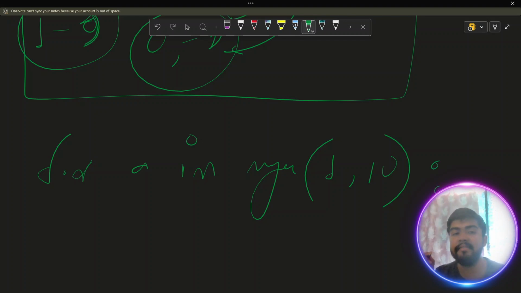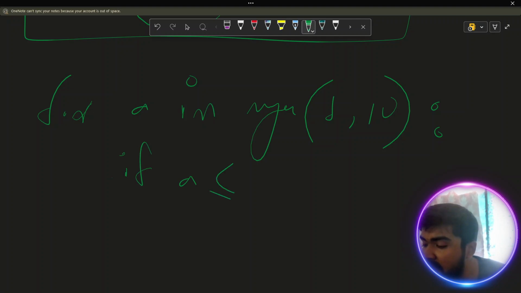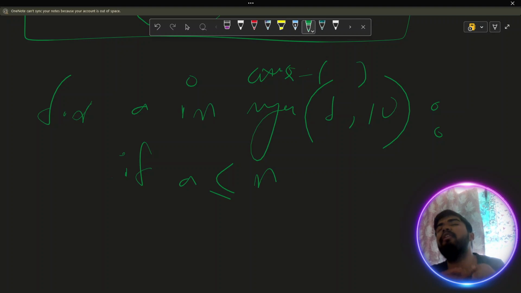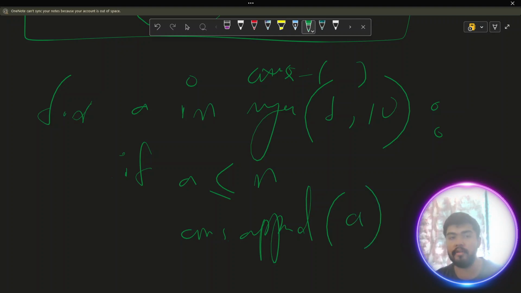And inside that, if my a, the current digit, is less than or equal to my n, so we definitely have an answer initialized here. That is an empty list for sure. That is my answer. And if my a is less than or equal to n, that means I got a 1, right? So that is the first digit and a single digit. I can do answer.append of this number, this a, for sure.